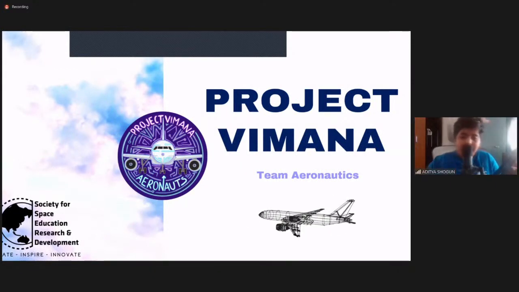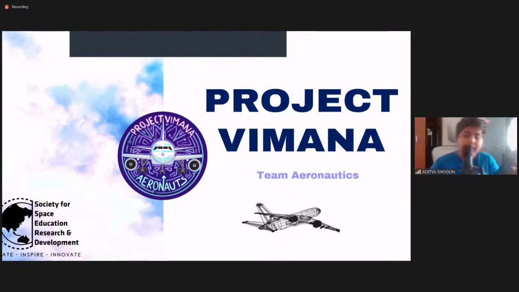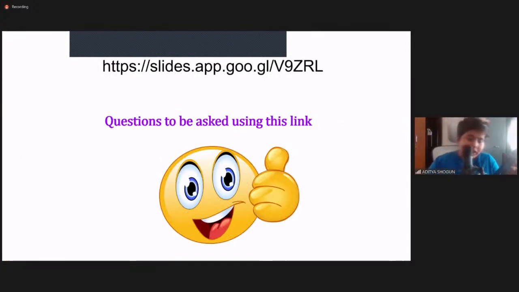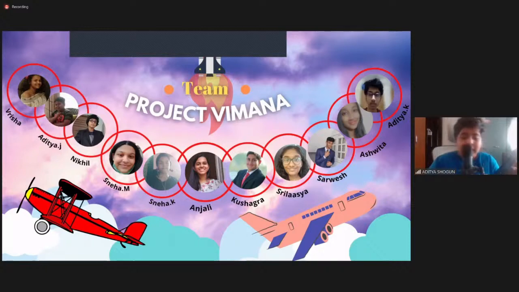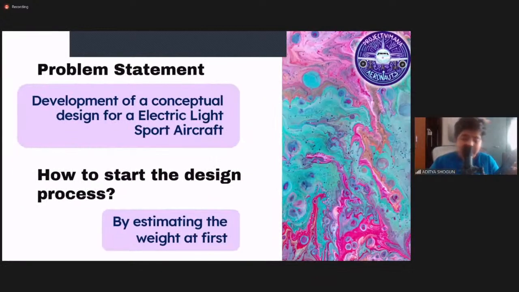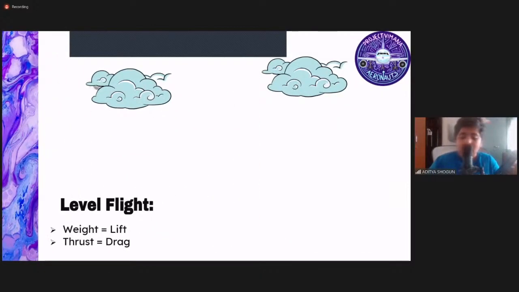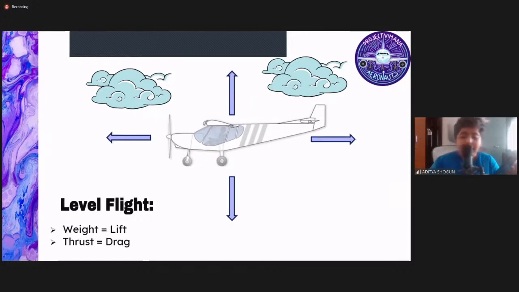Good morning to one and all present here today. I, Aditya, and my teammates from the Aeronautics team, Project Vimana, will take you through the roller coaster of our conceptual designing process. We have 5 subgroups amongst ourselves, which are structure, aerodynamics, propulsion, avionics, cockpit, and ergonomics. Now, our problem statement is to design an electric light sports aircraft specifically for tourism purposes. We started the designing process by estimating the max takeoff weight denoted by W0. Before we start the designing process, we have to know the 4 fundamental forces: lift, weight, thrust, and drag. When lift is equal to weight and thrust is equal to drag, we call it a leveled flight. Over to Ashwita.